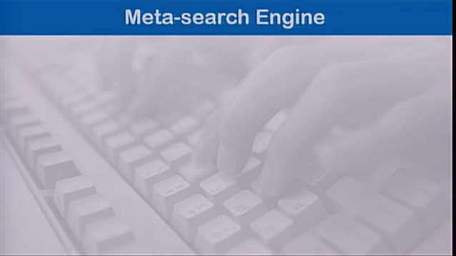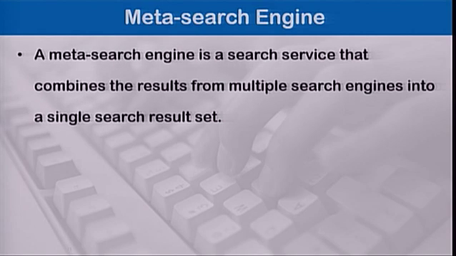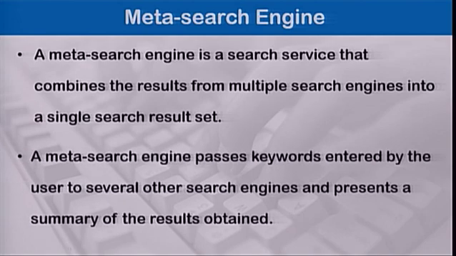Let us now see what a meta search engine is. A meta search engine is a search service that combines the results from multiple search engines into a single search result set. To be more precise, a meta search engine parses keywords entered by the user to several other search engines and presents a summary of the results obtained.